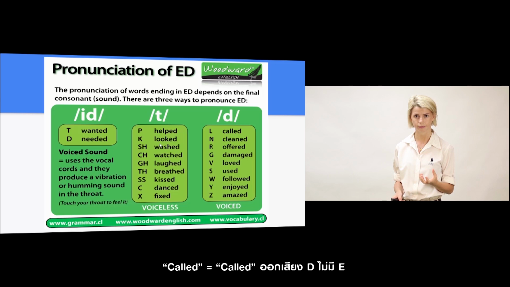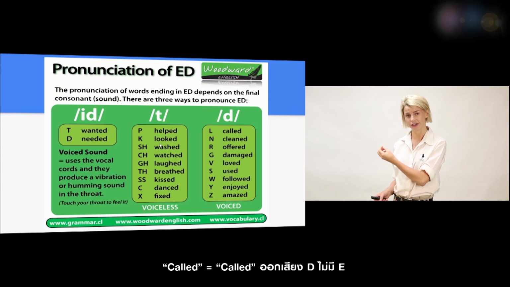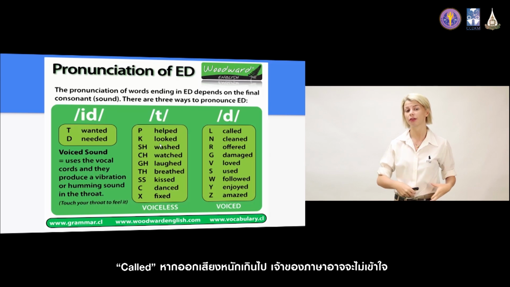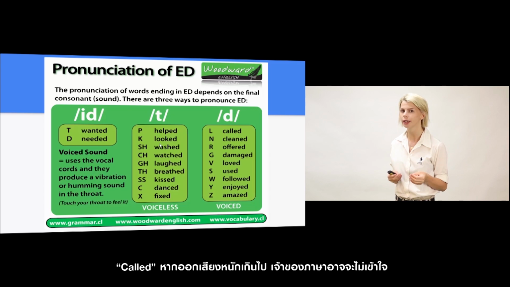Look at the first example. Called. Listen to me again. Called. There is no vowel sound between L and D. The L moves straight to the D. Forget the E. Throw it out the window. It is not "call-ed." It's too strong. A native speaker might not understand that pronunciation. "Call-ed." Not a word.